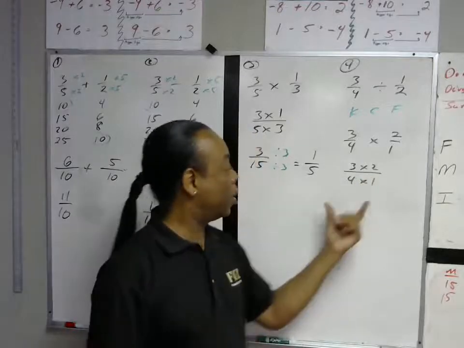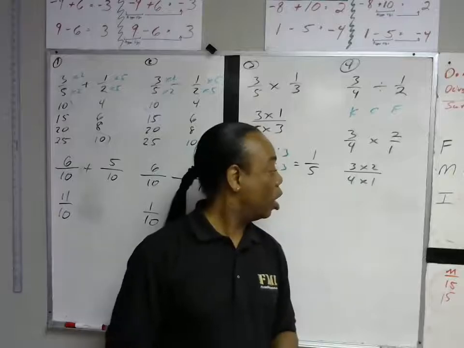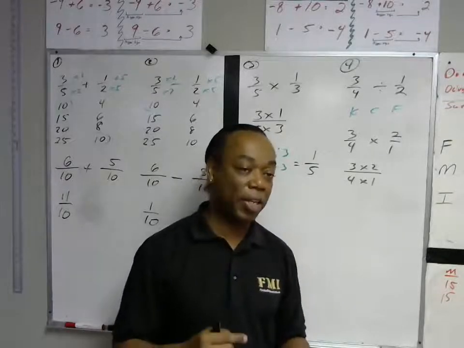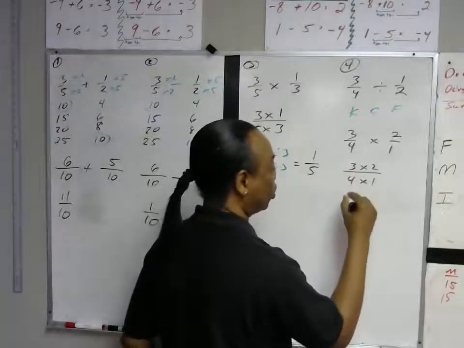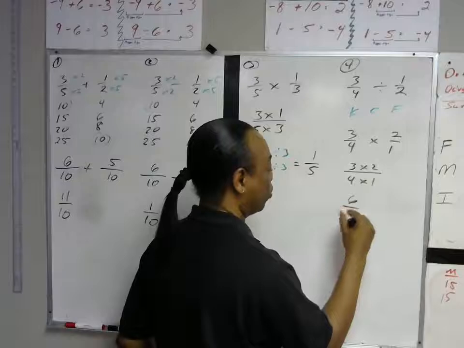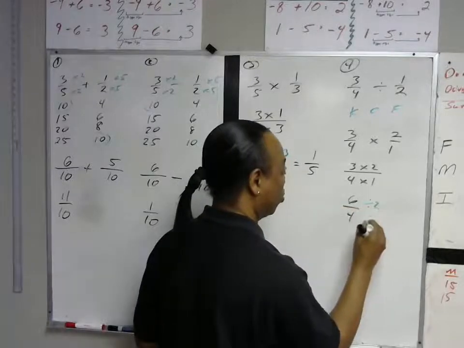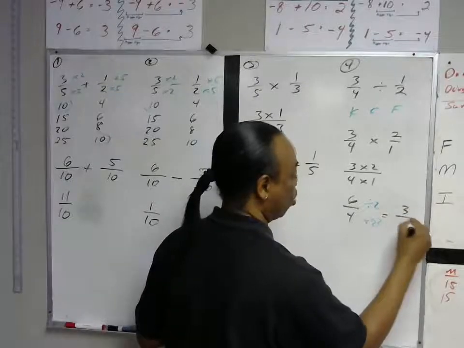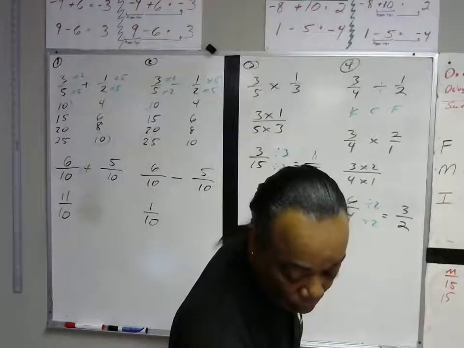I can see already that the 2 and 4 can both be divided by 2. And I'm going to go ahead and multiply them together. And just remember, I can simplify by 2 on these. So 3 times 2 is 6. 4 times 1 is 4. And I can now simplify by dividing by 2. And we're going to get 3 over 2.